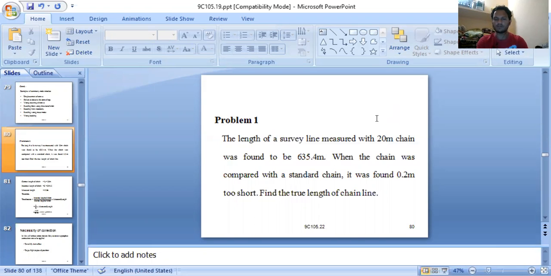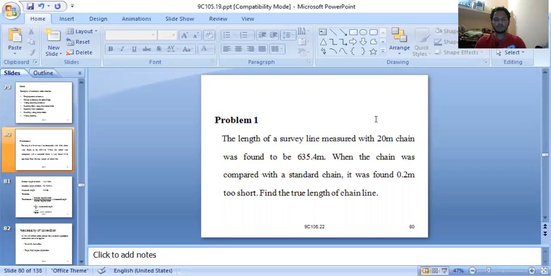In the previous class, we have learned about different errors in chain survey. When the chain is too short, there may be an error in the final result. At the same time, when the chain is too large than the standard length, we will encounter errors in the measured lengths. So in this class, we will cover some of the problems related to the calculation of true length of the survey line as well as true areas. We will learn some of the problems regarding calculation of true lengths, true areas, and true volumes when the boundary given is measured with the help of incorrect chain.